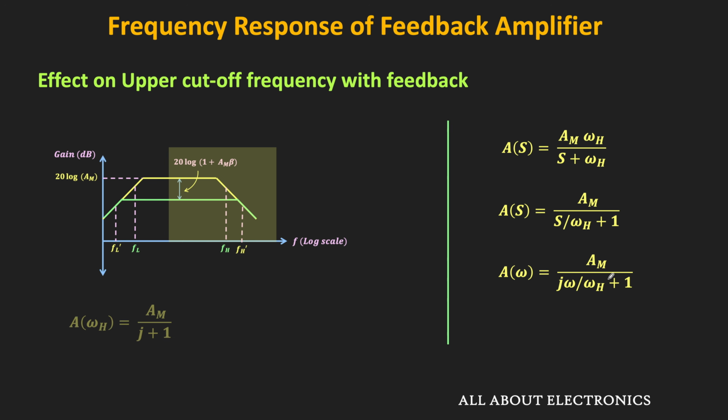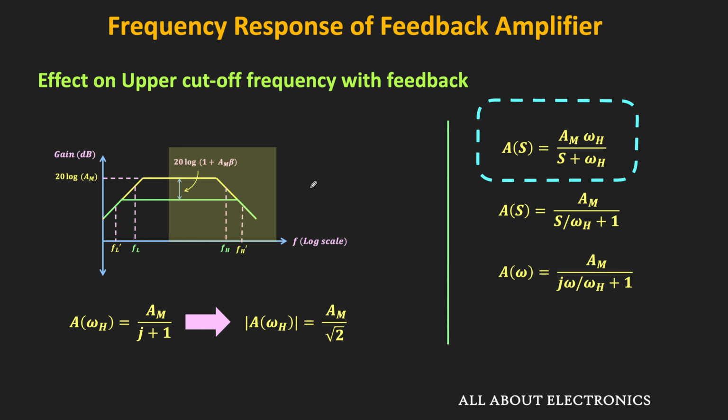But whenever omega is equal to omega h, then the same expression can be written as AM divided by (j plus 1), or if we just consider the magnitude, then that is equal to AM divided by root 2. That means at omega h, the gain will become AM divided by root 2, or in decibels, it will reduce by 3 dB. So we can say that this expression represents the response of the low pass filter, or in this case, it represents this part of the frequency response. So this response is the frequency response of the amplifier without feedback.